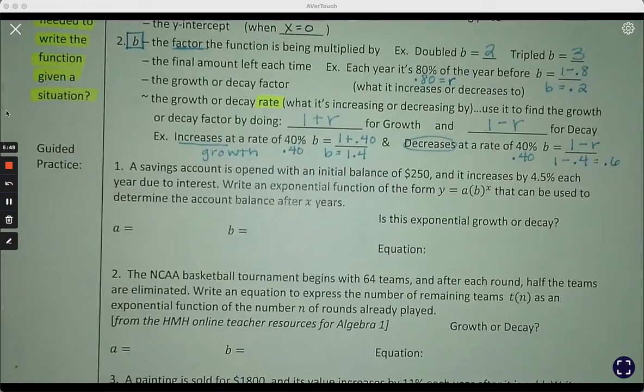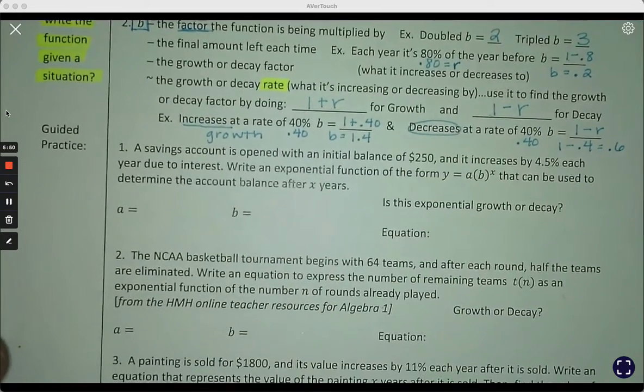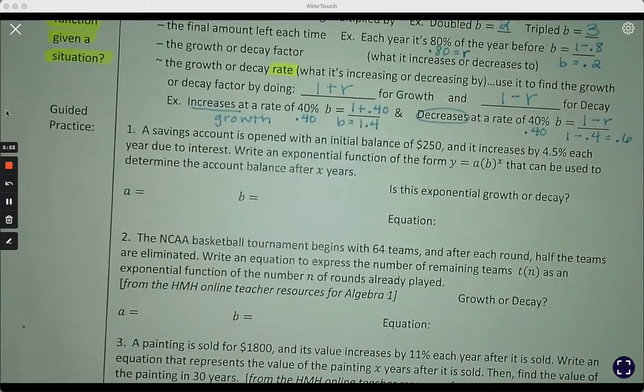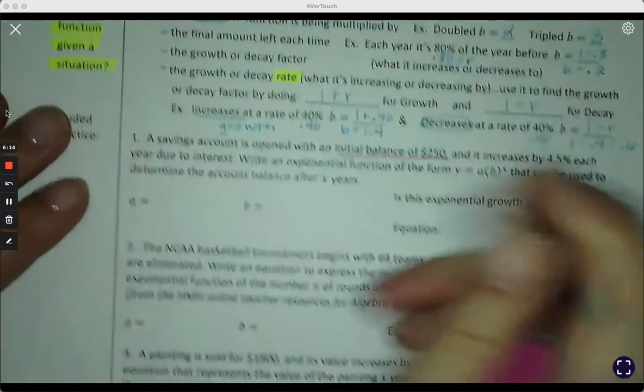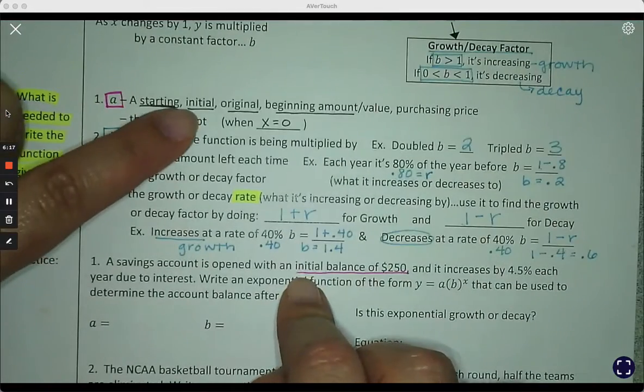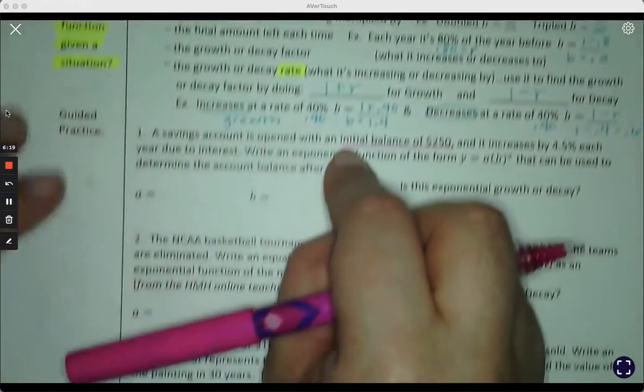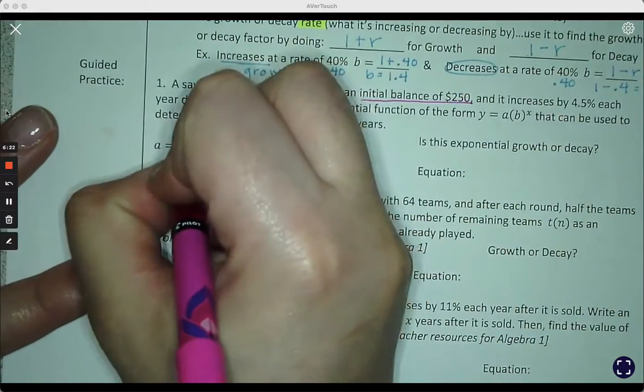All right, so let's go ahead and look at some practice problems. And I'm going to walk you through quite a few of these. A savings account is opened with an initial balance of $250 and it increases by 4.5% each year due to interest. Write an exponential function that can be used to determine the account balance after x years. So the key thing that I first see straight off the bat is where it says initial balance of $250. Now the wording says initial, so my starting balance is $250.